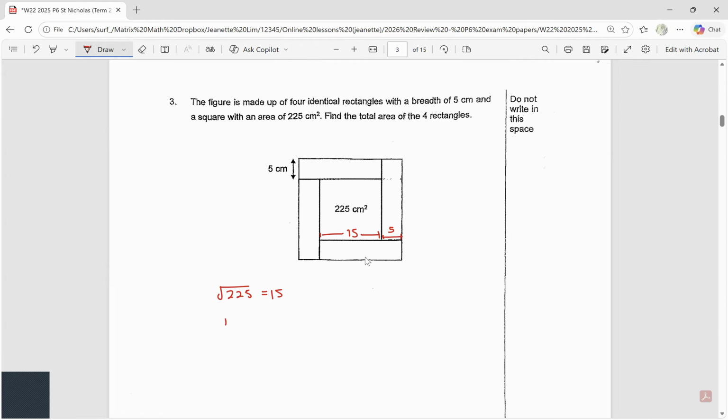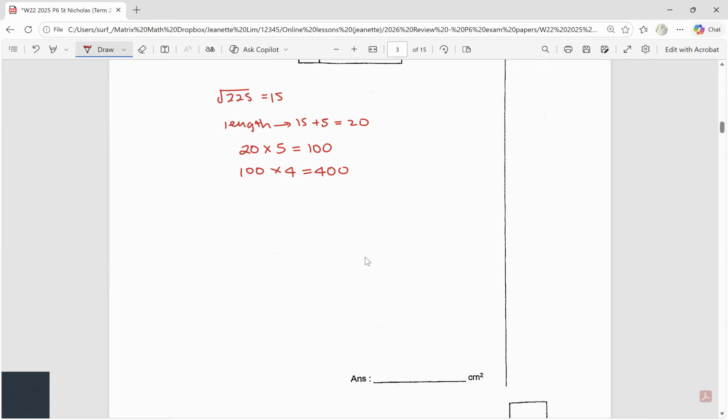So length of the rectangle would be 15 plus 5. Okay, so that's 20 cm. The breadth is 5 cm, so area of one rectangle is 20 times 5, which is 100. Then 100 times 4, because there are 4 rectangles. So answer 400 square cm.